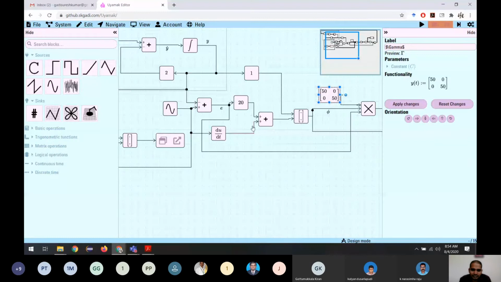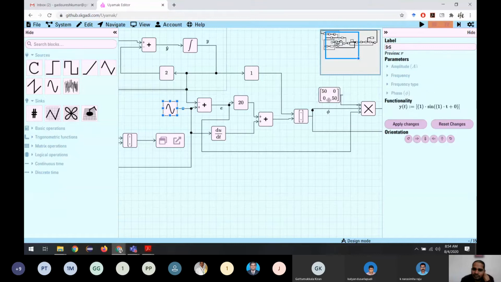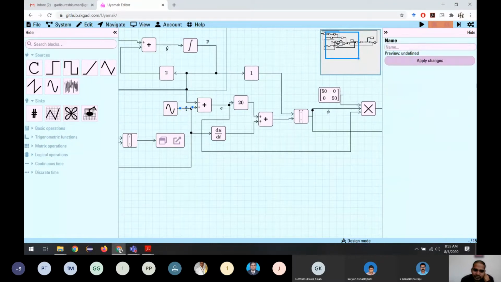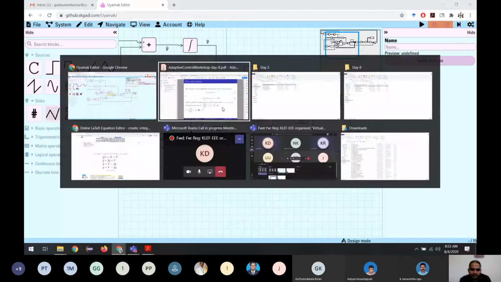So what is the e? E is the difference between output and the one we want. We want the output to follow the sine wave. So the difference between these two is the error. So error is equal to the value we want and the actual value we are receiving. So reference R minus, so this is the reference R, and this is the output Y. R minus Y gives us error.